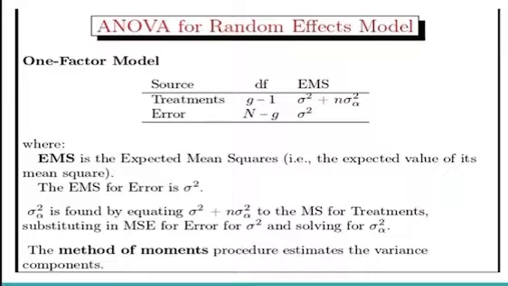The EMS is the expected mean squared that I mentioned, and of course the EMS for the error is sigma squared. And do you know we can be asked to find sigma squared alpha? What is sigma squared alpha? That is the variance of the treatment effect. Don't forget, that is sigma squared alpha. You can be asked to find that.